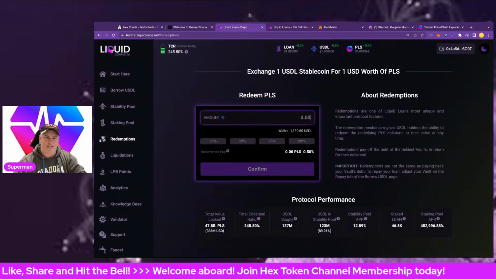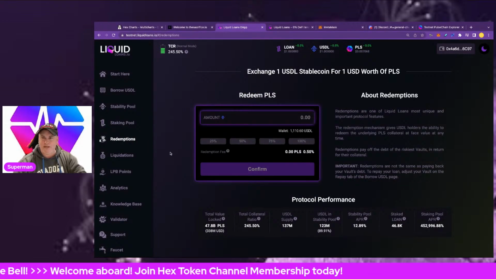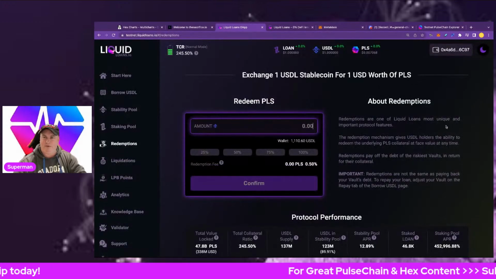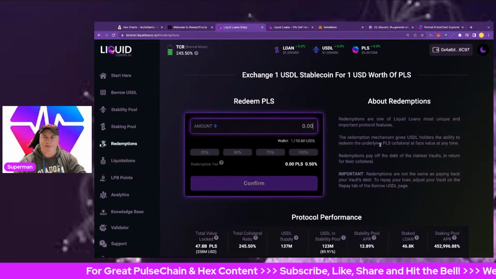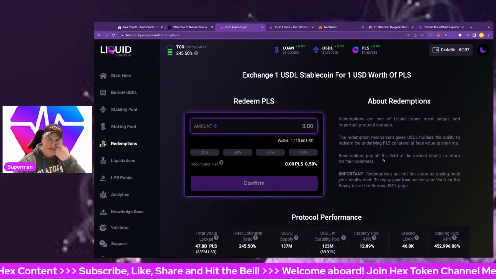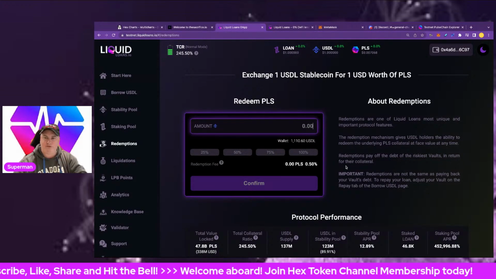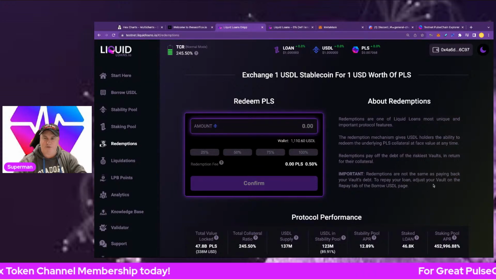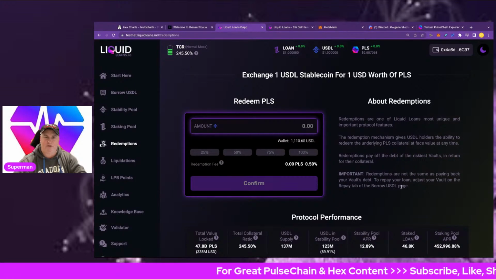Let's get to the redemptions. Have a look at the redemptions here. Redemptions are one of the liquid loans' most unique and important protocol features. The redemption mechanism gives USDL holders the ability to redeem the underlying PLS collateral at face value at any time. Redemptions pay off the debt of the riskiest vaults in return for their collateral. Important: redemptions are not the same as paying back your vault's debt. To repay your loan, adjust your vault on the repay tab of the borrow USDL page, which we did already, right? We did $500 of that.